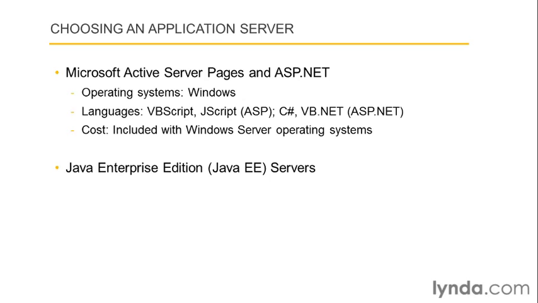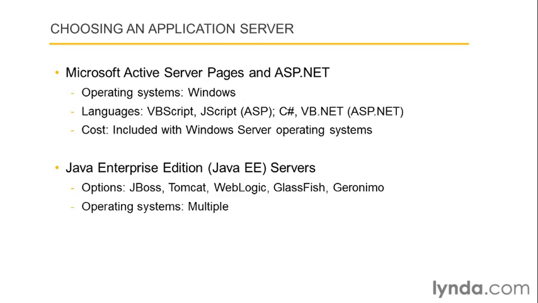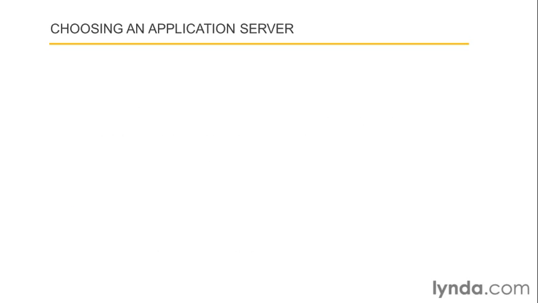You can also choose Java-based servers, known as Java EE or Java Enterprise Edition. These were formerly known as J2EE. Examples of Java Enterprise Edition servers include JBoss, Tomcat, WebLogic, Glassfish, and Geronimo. All of these servers work on multiple operating systems, including Windows, Mac, and Linux, and they all require knowledge of and use of the Java programming language, which is distinct from JavaScript, the language you use in the browser. Some of these products are free, such as JBoss, Tomcat, and Glassfish, and others require license fees, such as WebLogic.